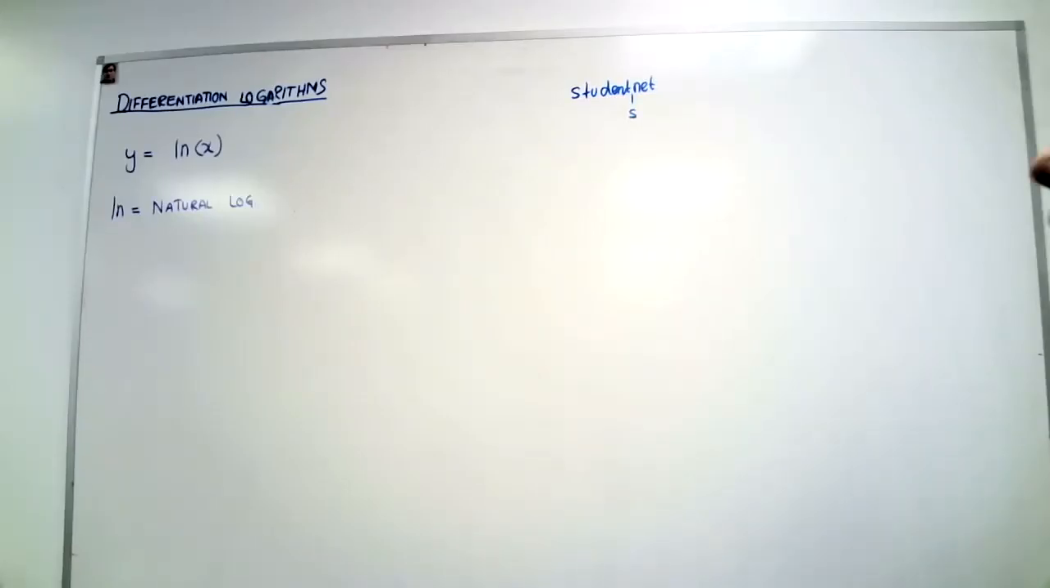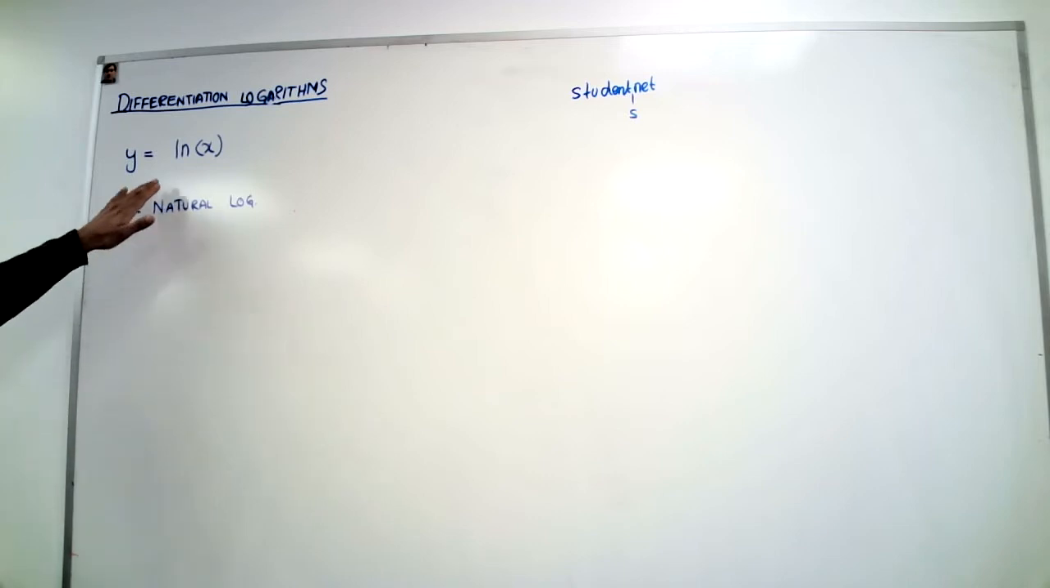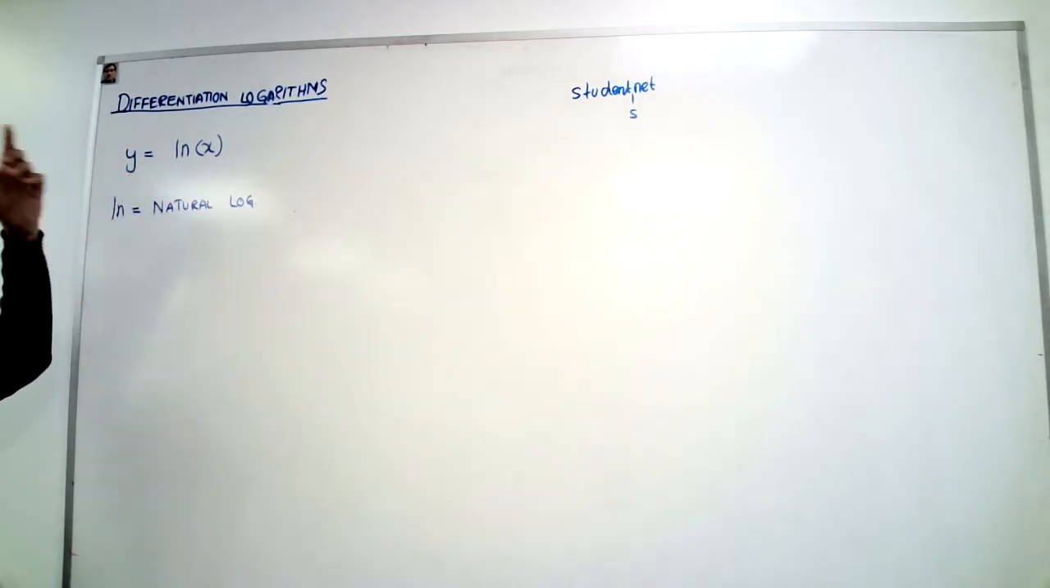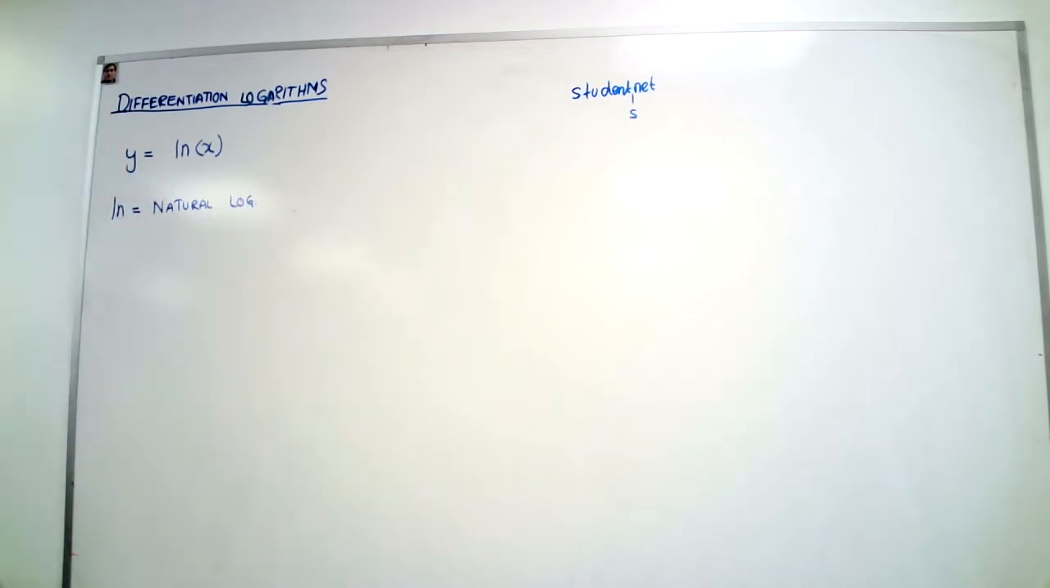Okay, so when we differentiate the log functions, there are certain rules we need to follow. The first thing we need to know is the ln. It's in your calculator. There's a special button for log and there's a special button for ln. So ln is the natural log, which is the log to the base e. So if I got log to the base e, it's known as ln.